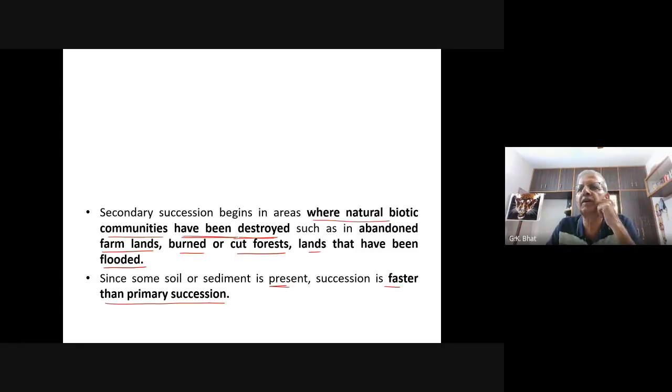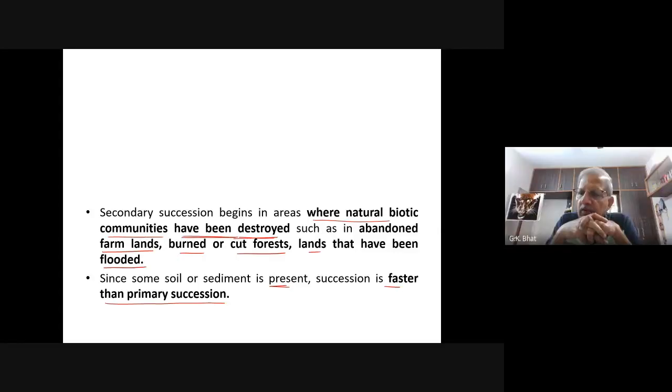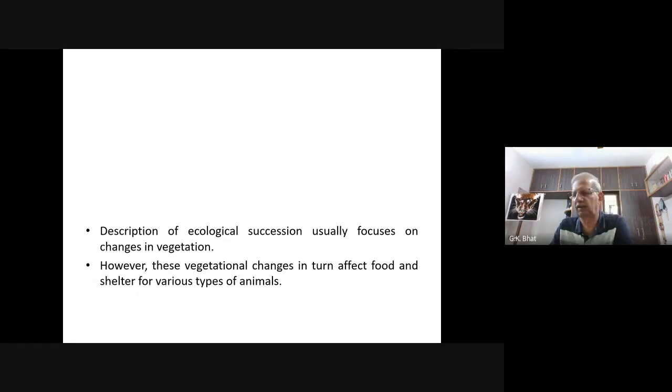Why is secondary succession faster? Anyone? Why is secondary succession faster and primary succession slower? Sir, because initially there were some sediments present. Yeah, who is this? Vismita. Good. So in primary succession it is slower because there is no soil at all. Even soil formation takes a lot of time. In secondary succession, there are no organisms, but the soil is already there. So this is the difference between primary and secondary.